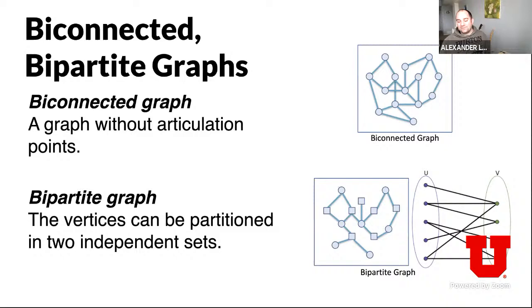So here on the right, I'm showing you U and V, but think of it as, let's say, people and the research papers that they write. So you're an author of a research paper. That research paper also has another author, but you don't have connections between authors, for example, in such a network.